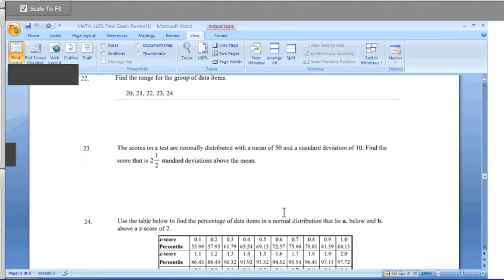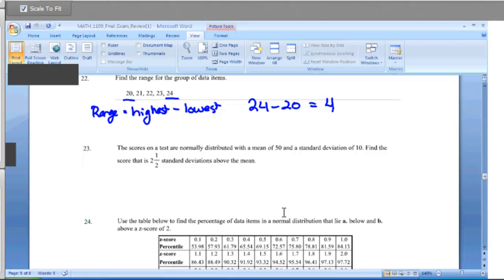For 22, find the range for the group of data items. The range is just going to be the highest minus the lowest. So the highest number we have is 24. The lowest number we have is 20. So the range is 4.